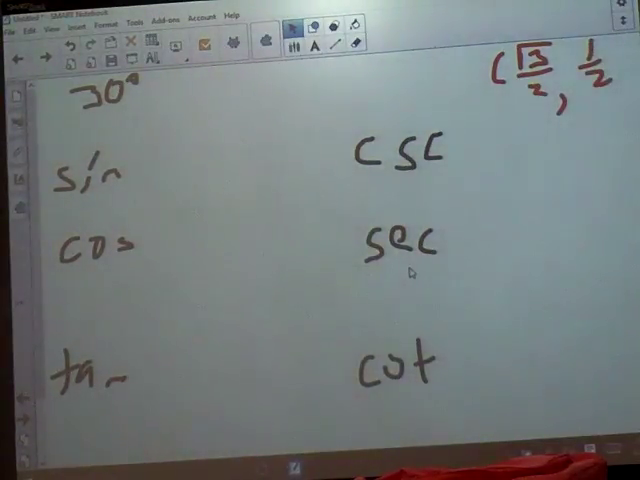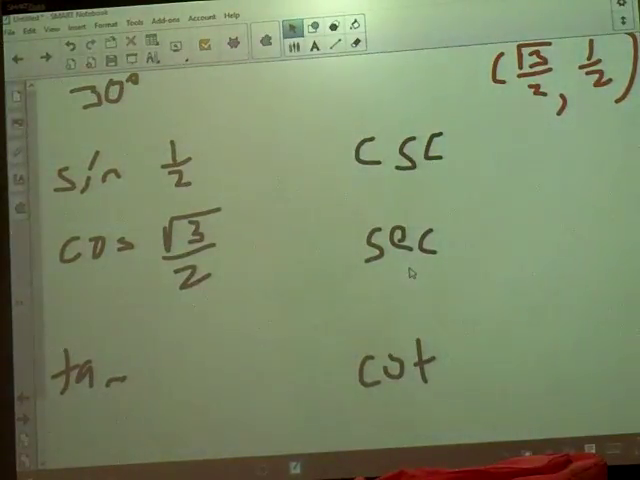Alright, so that's what we're dealing with. I wrote it up there in red. Square root of 3 over 2, comma 1/2 is your ordered pair. That tells me already my sine and my cosine. Which one of those is the sine based on what I just had you write down? 1/2. So the sine of 30 degrees is 1/2. So the other one is your cosine. Square root of 3 over 2 would be your cosine.